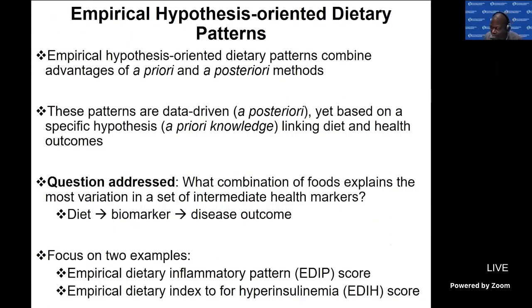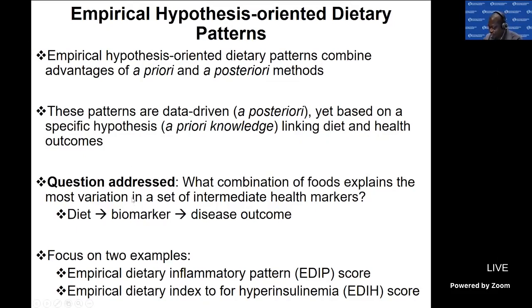Now, the third category of dietary patterns is the mechanism-based patterns that Dr. Fung mentioned in her talk. And it is an area that a lot of my research is focused on. These empirical hypothesis-oriented dietary patterns combine the advantages of the a priori and the a posteriori data-driven patterns. So like Dr. Fung mentioned, the patterns are data-driven, which means they use population-specific aspects, statistical methods such as reduced rank regression and stepwise linear regression. These are easy approaches to apply to derive a dietary pattern. Yet they are based on a specific hypothesis linking diet and health outcomes.